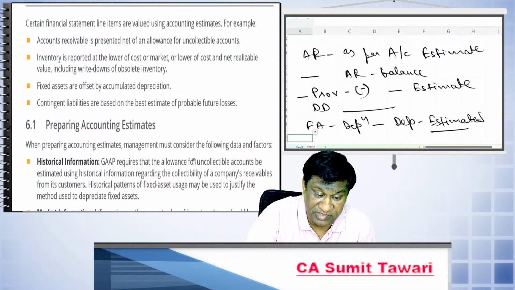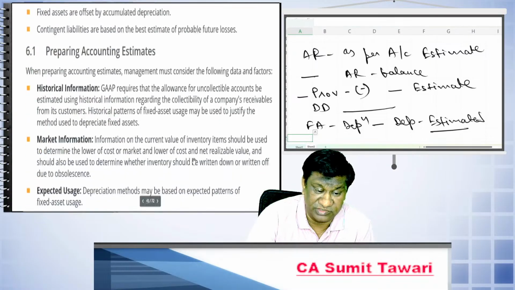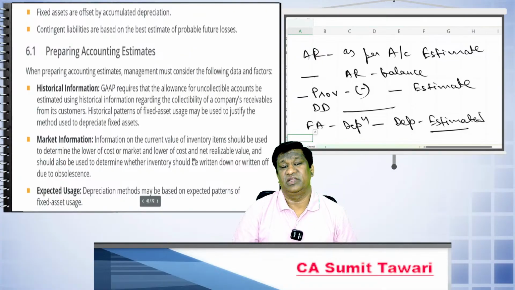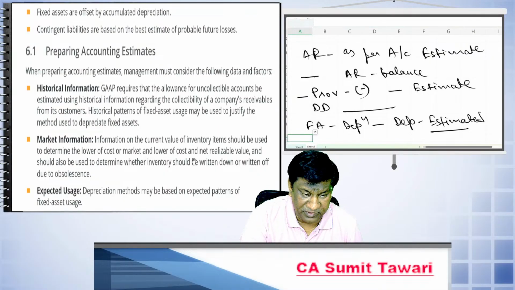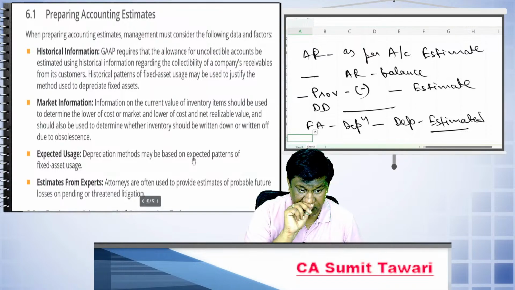And the contingent liabilities are based on the best estimate of probable future losses. So for contingent liability, we make a provision on the basis of estimate only. So all these assets and liabilities, particularly the current ones, we calculate on the basis of estimation. Then preparing the accounting estimate, how do we prepare the accounting estimate?